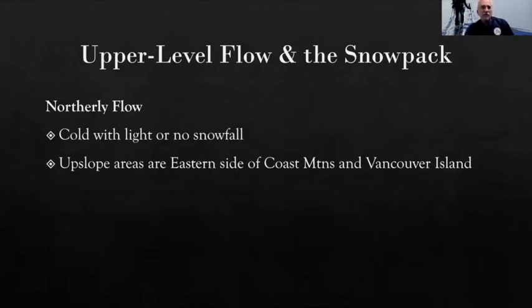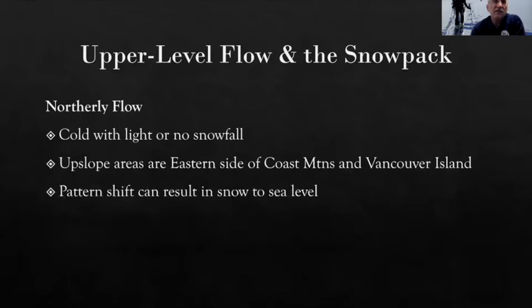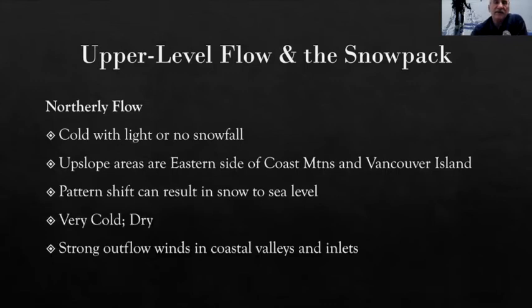And when we use the term upslope, it means that air is rising up on mountains. So with a northerly flow, sometimes the eastern side of the coast mountains and Vancouver Island are where you might get some snow because that's where the air is being forced up. But there tends not to be a ton of moisture in a northerly flow. And when the pattern shifts, sometimes you get some snow down to sea level. All right, so it tends to be very cold, very dry. And if you're on the West Coast, outflow winds are winds that are going out into the ocean in the coastal valleys and inlets. So we don't have to worry about that.